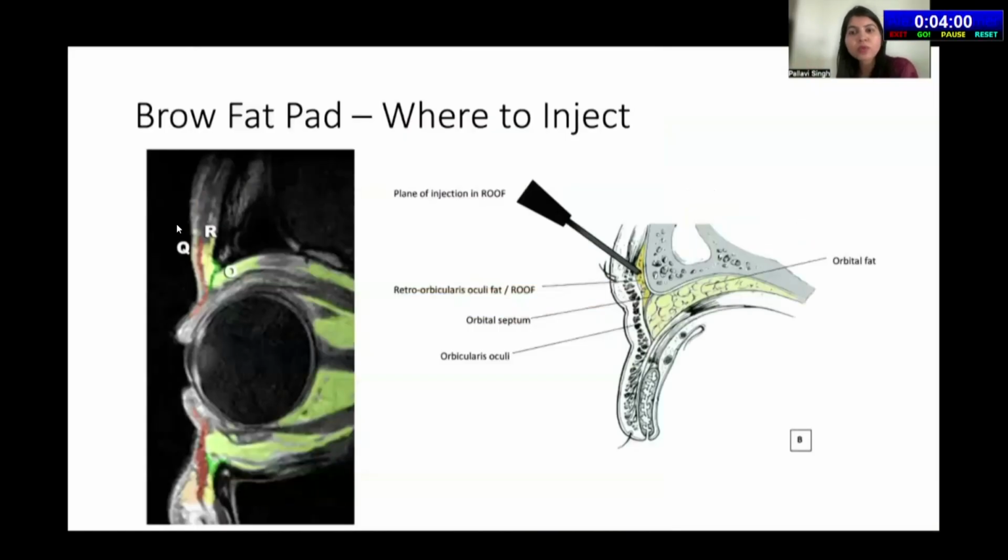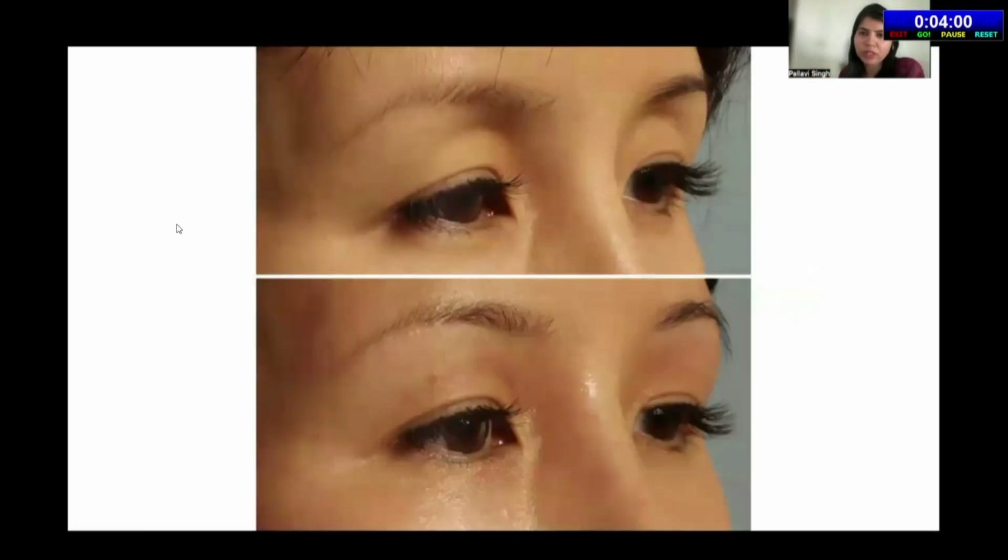So now, where to inject? In this area, you want to re-inflate this fat pad that you have here. I like to go laterally. I don't like to inject very medially in these cases because you have the neurovascular bundle and that's a high risk area for occlusion. But in the lateral area, you're pretty safe. So you just want to bunch it up and go in laterally and re-inflate the brow fat pad, which gives you a really good result.